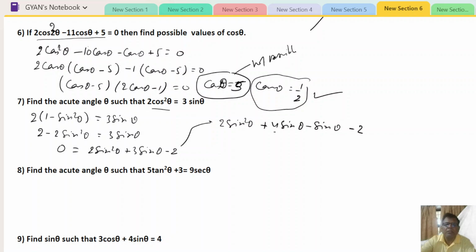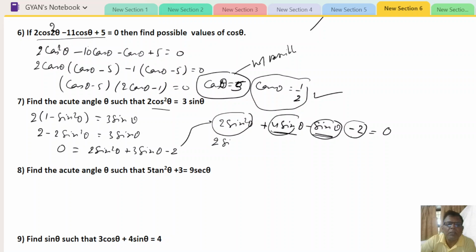Why did I split it into 4 and minus 1? Because 4 into minus 1 is minus 4, and 2 and minus 2 multiplied also give minus 4. So you have to split the middle term in such a way that the two parts multiply to the product of the first and last terms. So that much intelligence you have to put in.